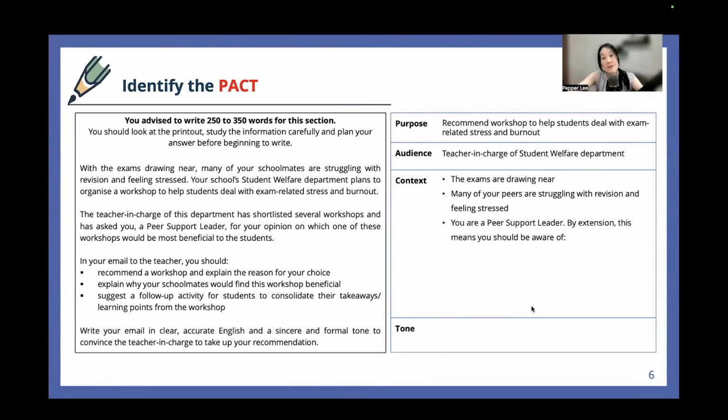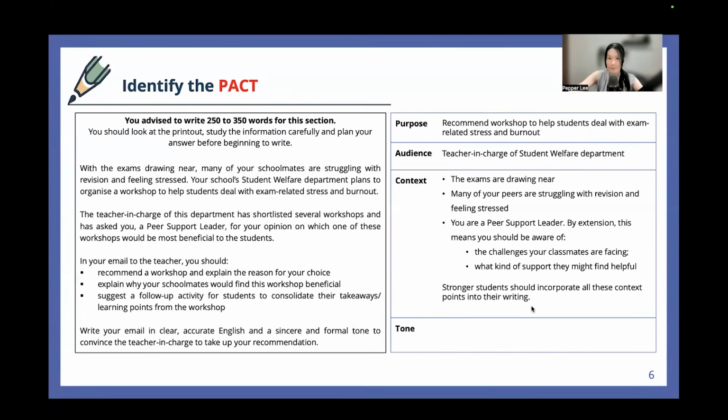Number three, I'm a PSL. I'm a peer support leader. This means I should be aware of the challenges that my classmates are facing, as well as what kind of support they may find helpful. So I always tell my classes this, that the stronger students will be able to incorporate all these context points into their writing. Trust me, it makes a difference.